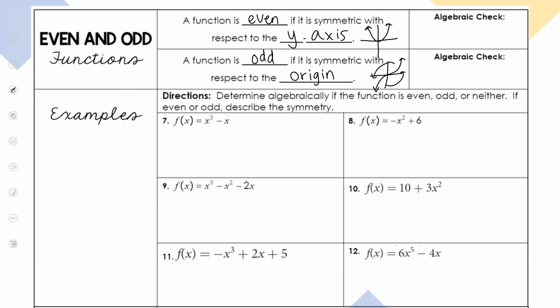Okay? All right, now let's give you the algebra check. The algebra check for this is if you plug in a negative x and you get the original problem, then we're good. And to determine if it's odd, plug in a negative, and if you get negative f of x, then you're good. It's odd. And we'll do an example of this.